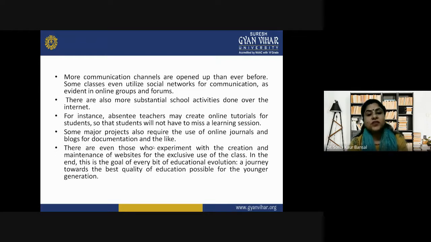Some major projects also require the use of online journals, blogs for documentation, and the like. There are those who experiment with the creation and maintenance of websites for the exclusive use of the class. In the end, this is the goal of every bit of educational evaluation: students. So a journey towards the best quality of education is possible for the younger generation through e-learning. So this is the importance of e-learning that we all know about.